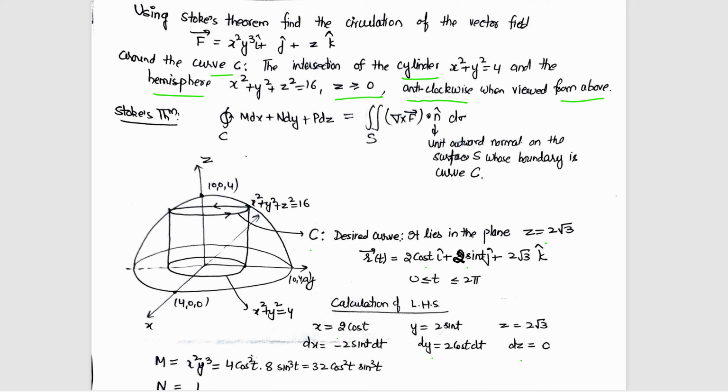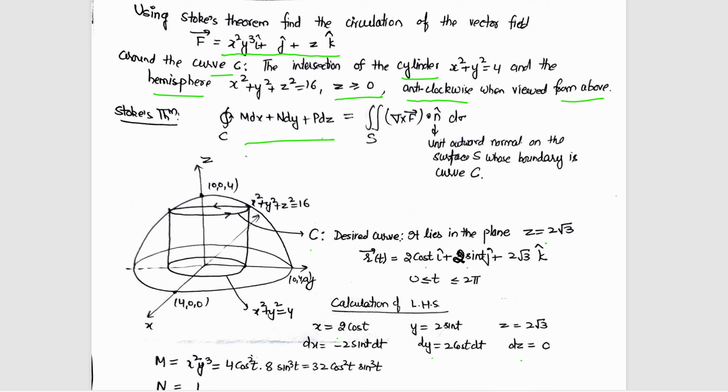So in general, the formula to find circulation of a vector field around a curve C is given by this. We take the integral of the function M dx + N dy + P dz along this closed curve C in space, where M, N and P are the components of the given vector field.